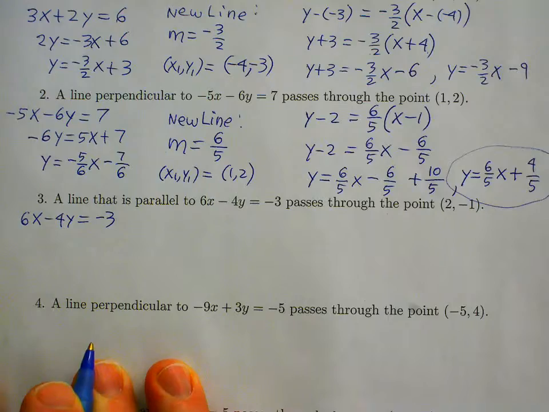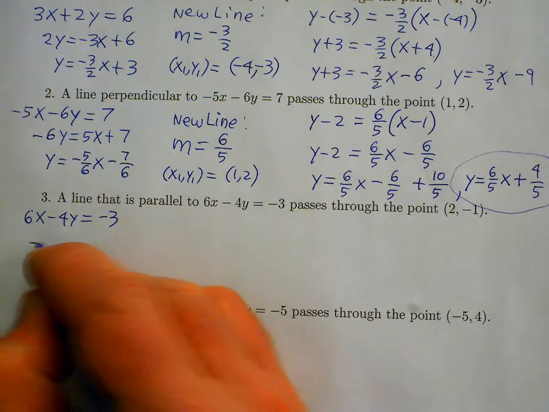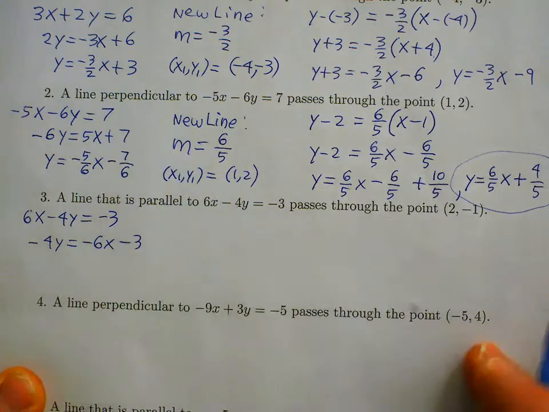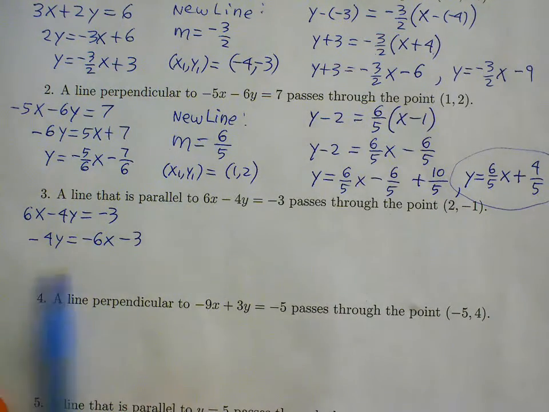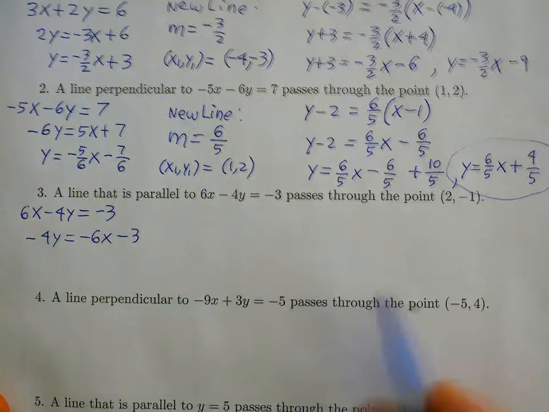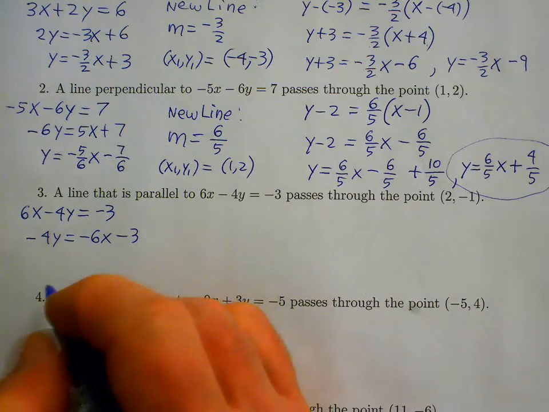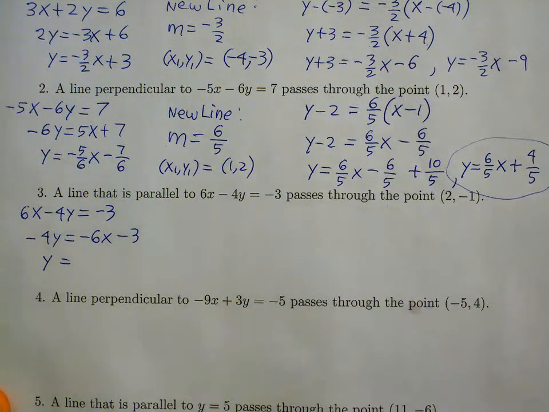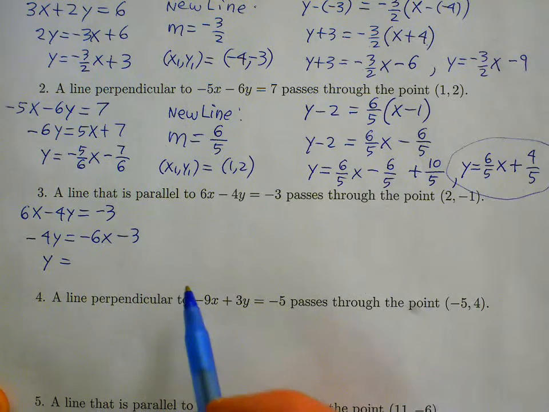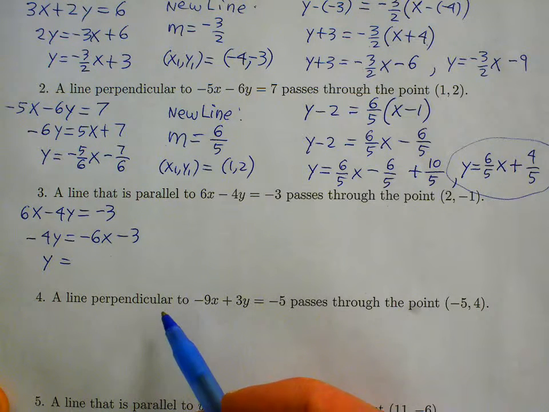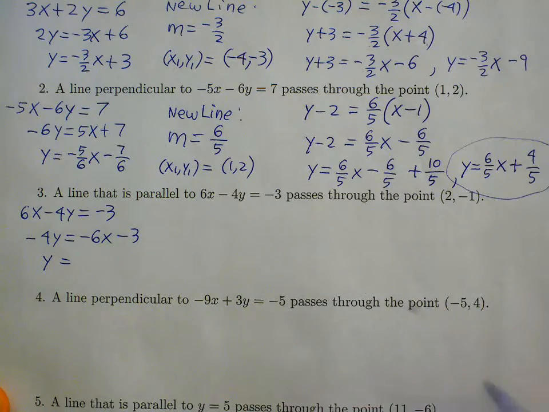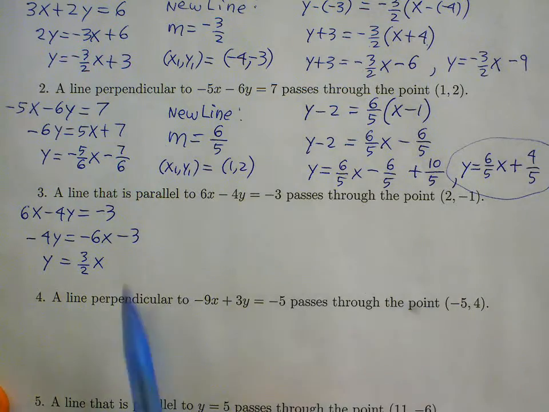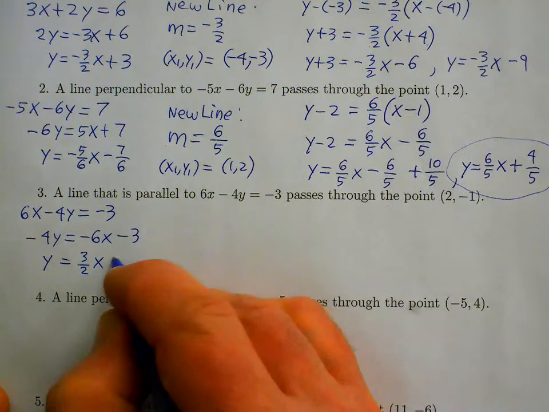Okay, so subtract 6x from both sides, and we get negative 4y equals negative 6x minus 3. Then divide every term on both sides by negative 4. Negative 4y divided by negative 4 is positive 1y, or y. Negative 6x divided by negative 4 is positive 6x over positive 4. But 6 over 4 reduces to 3 over 2. And then negative 3 divided by negative 4 is positive 3/4.